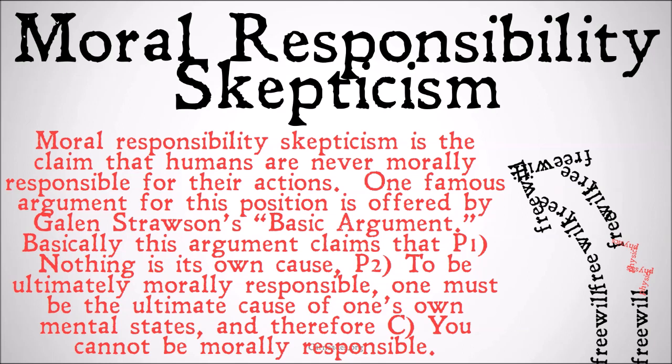Premise 2, to be ultimately morally responsible, one must be the ultimate cause of one's own mental states, and therefore you cannot be morally responsible, because you are not the ultimate cause of your own mental states, because you can't cause yourself. You can't be your own cause. Your mental states are caused by other things. And in order for you to be morally responsible for those mental states, you need to cause those mental states, not the environment around you, your parents, the culture you were brought up in, and so on and so forth.